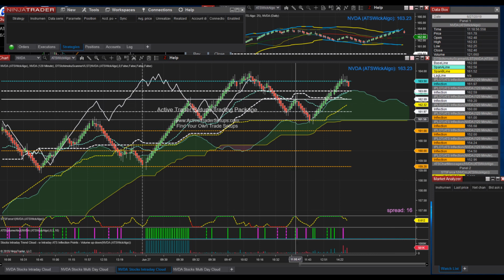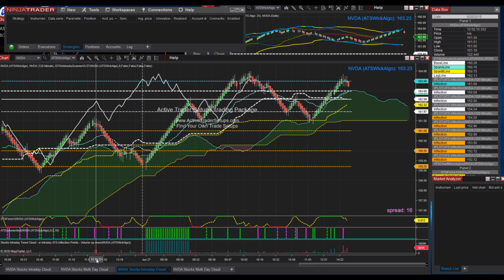You also have pulled back to the cloud itself. Sometimes you can go all the way to here, but this is still in the blue line, which is the cloud itself, can be a support area. And in this case, it went all the way down and it matched up with the yellow dotted line from here. It's a high probability inflection point, and there you see what happened.